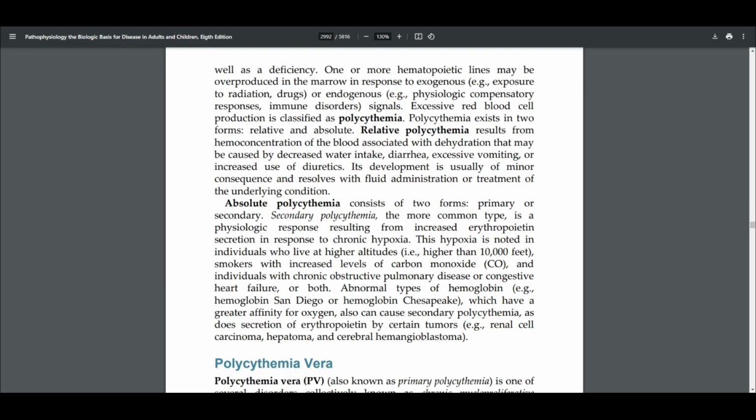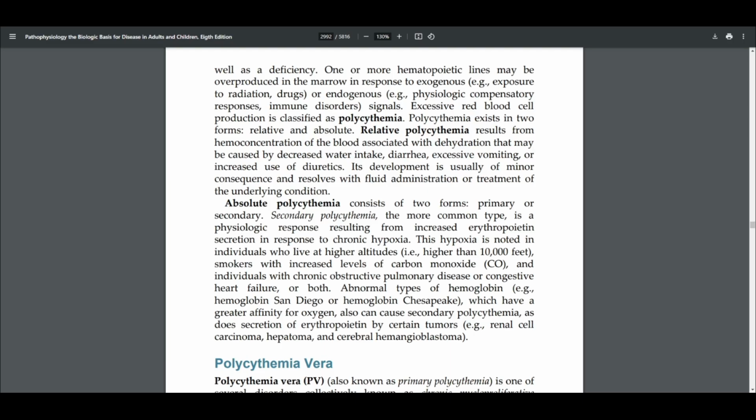Relative polycythemia results from a hemoconcentration of the blood associated with dehydration that may be caused by a decreased water intake, diarrhea, excessive vomiting, or increased use of diuretics. It's usually a development of a minor consequence and resolves with fluid administration or treatment of the underlying condition. An absolute polycythemia, however, consists of two forms as well, primary and secondary.